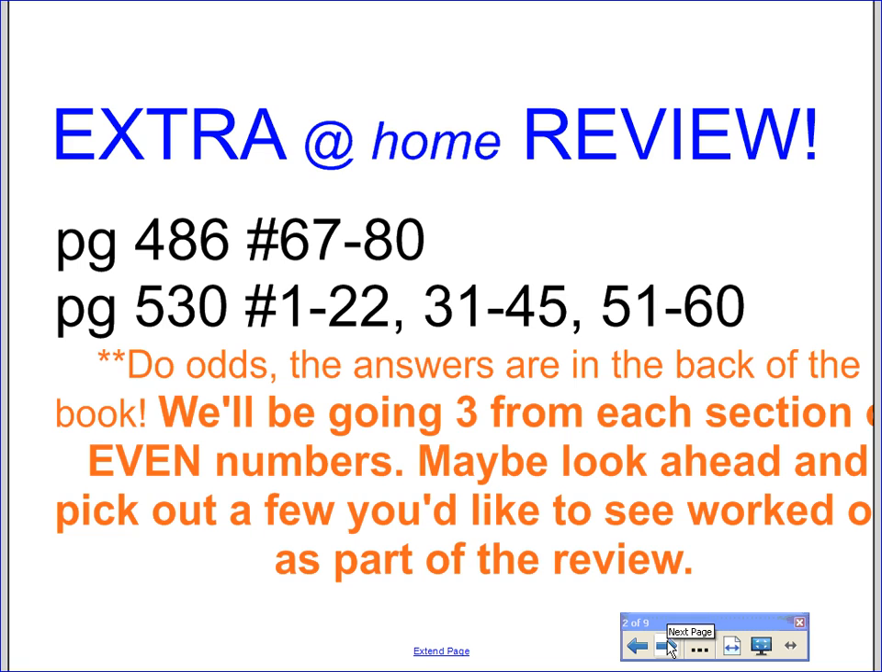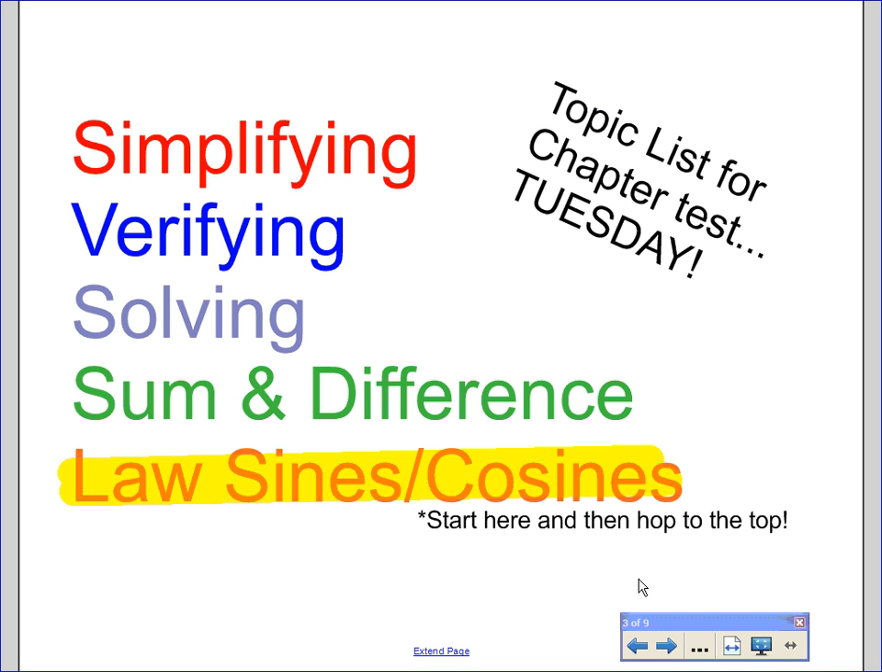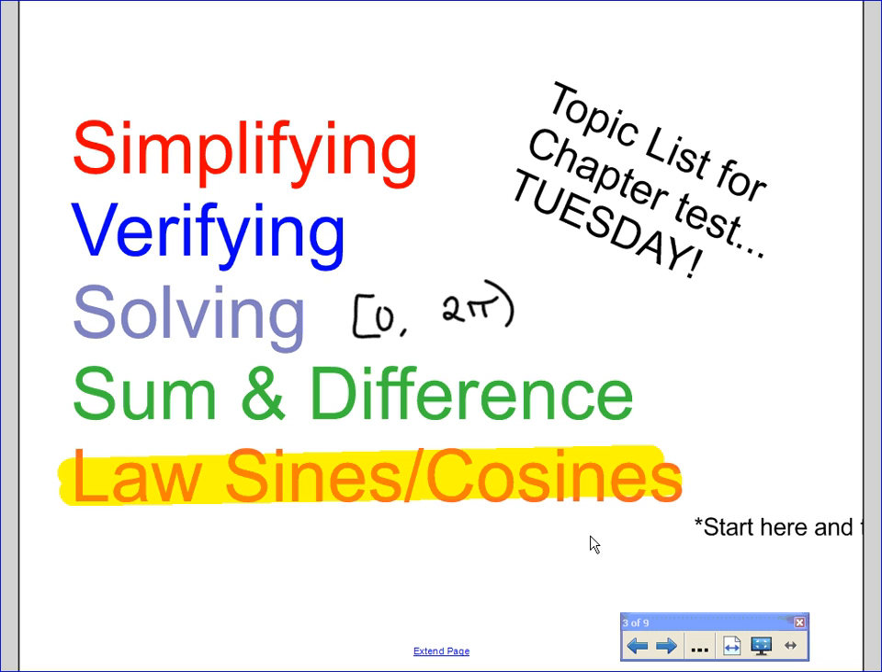Okay, so here's the topic list we're talking about. Simplifying and verifying trig identities. It's like making one side look like the other. And these are the 5 topics that are going to be on the test on Tuesday. Simplifying and verifying. Solving for trig. Remember, the directions for solving for trig are always from 0 to 2 pi, so you're using your unit circle on that. And then sum and difference identities. And then these are triangles, the law of sines and cosines. We're actually not going to start here because you just sent in your worksheet about law of sines and cosines.